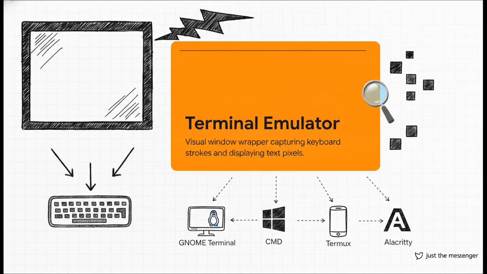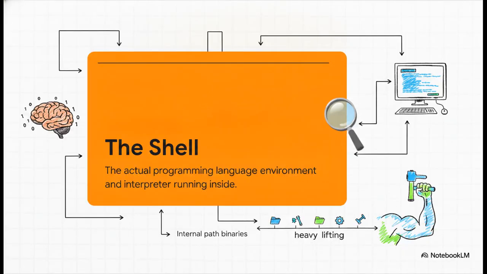Think of GNOME Terminal on Linux, CMD on Windows, or apps like Termux and Alacritty. The terminal itself doesn't actually process a single command you type. It's just the messenger. The shell, on the other hand, well, that's the brain of the operation. This is the actual programming language environment running securely inside that terminal window. It acts as the interpreter. When you type a command and hit enter, it's the shell that wakes up, checks its internal paths to see if it recognizes the program, does all the heavy lifting, and then just hands the result back to the terminal to show you.